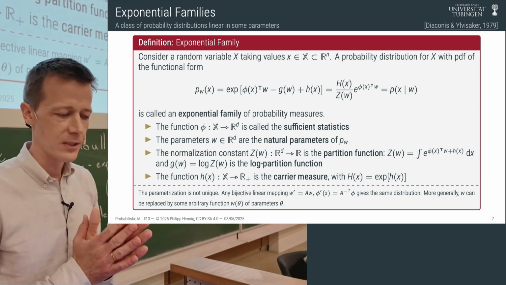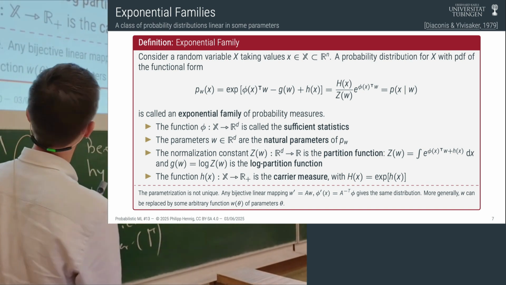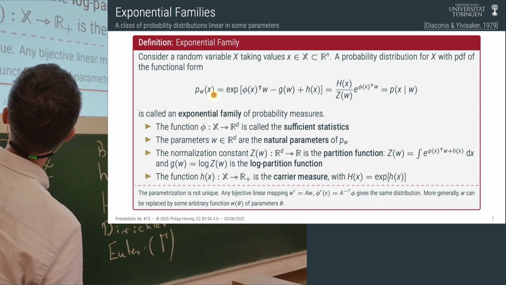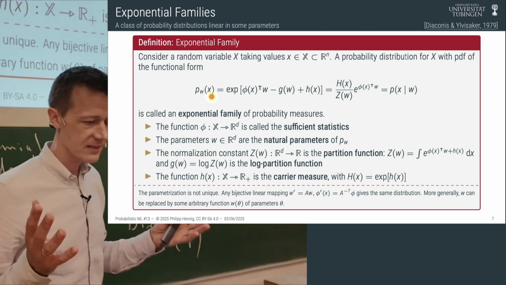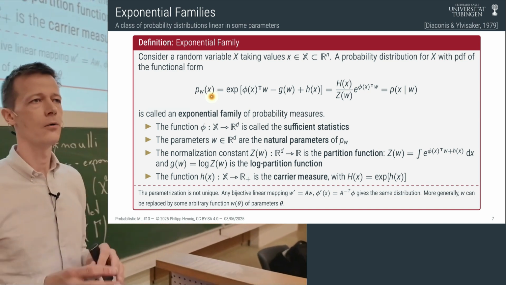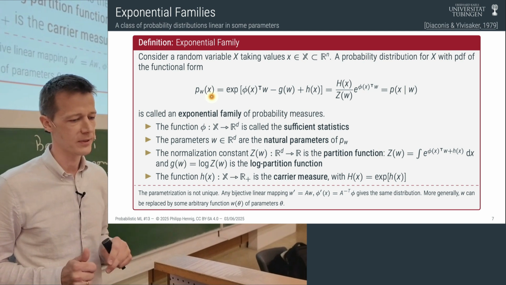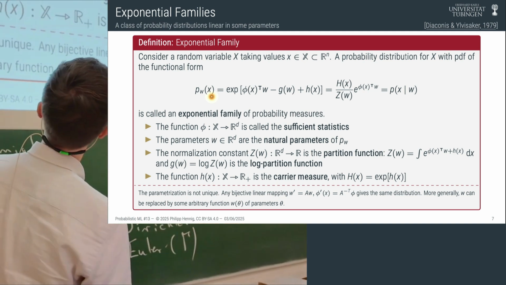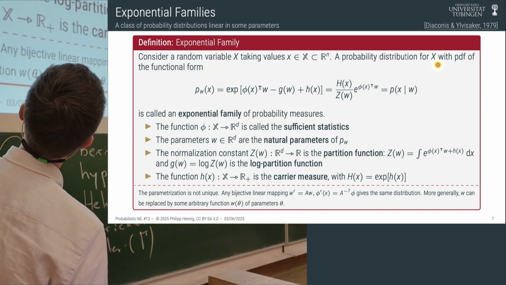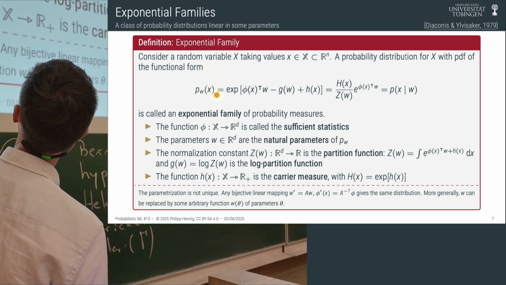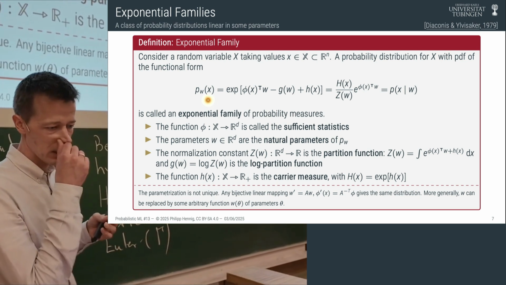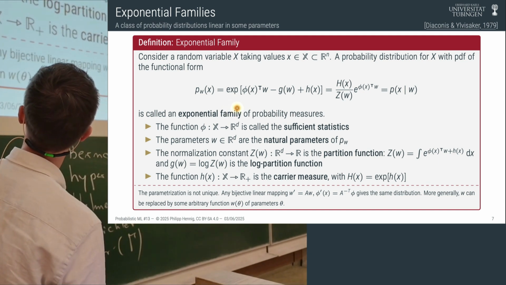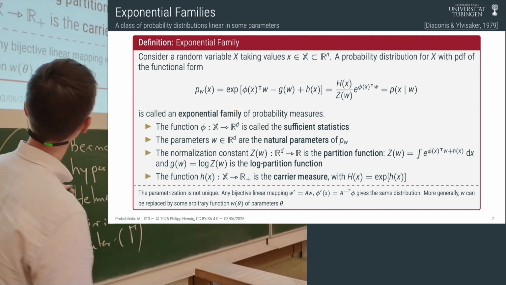And here's the definition of an exponential family. It's a particular structure for a family of distributions over a random variable x. So let's consider x. It takes some values that are somehow embeddable in a real vector space. But they can be a strict subset, like discrete values, for example. A probability distribution for x, which is parameterized by a parameter w, that has this form is called an exponential family. So what is that form? It's an exponential function. That's obviously where the name comes from.